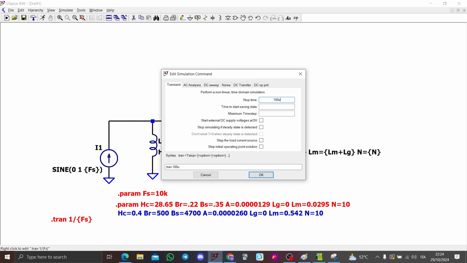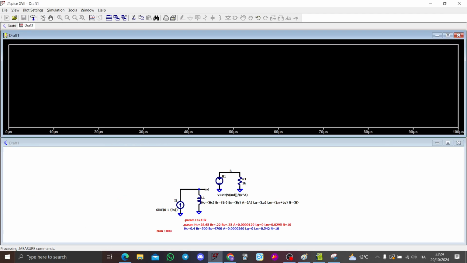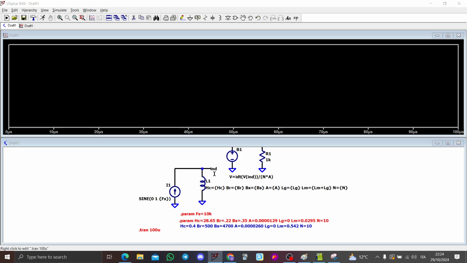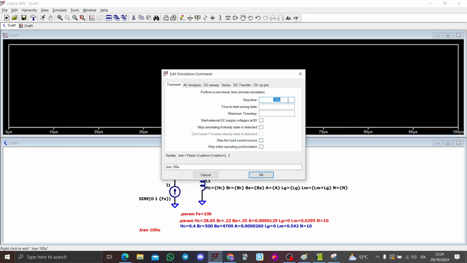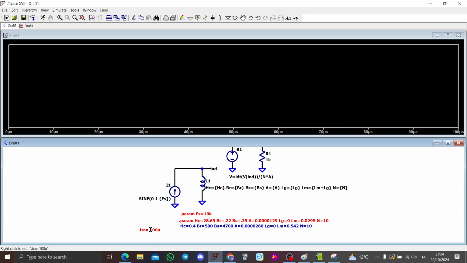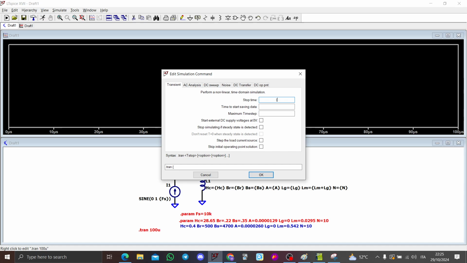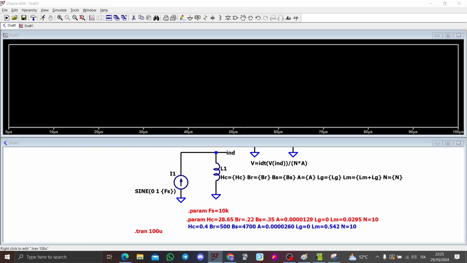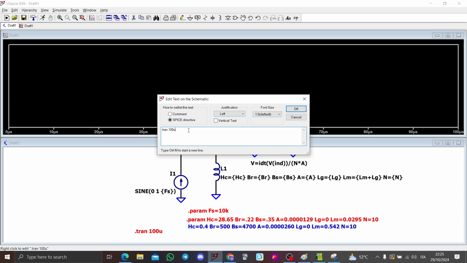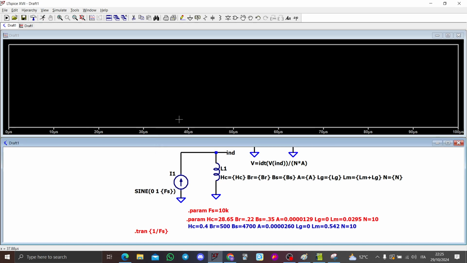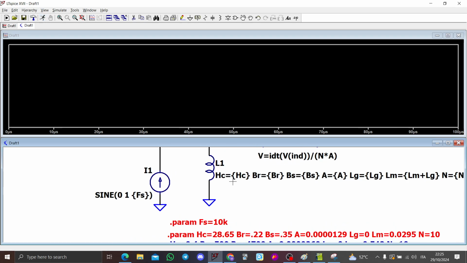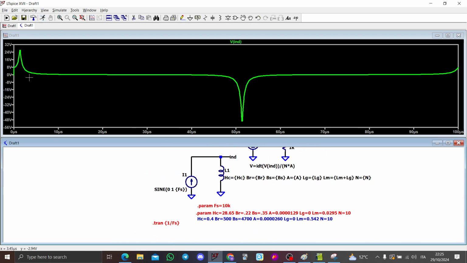I did write 100 micro. But I want 1 over fs. Why? I did write it. So buggy. I want to step each cycle. Okay, so this graph has no meaning.